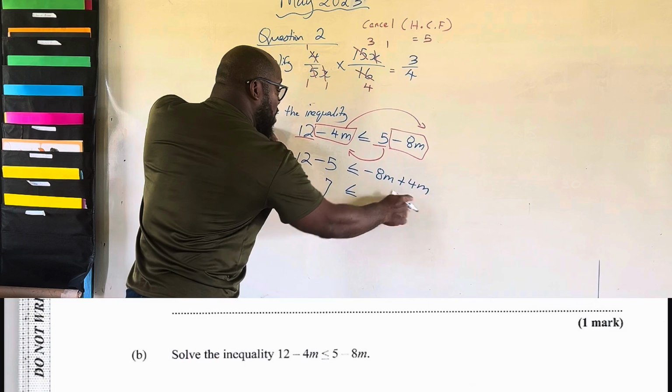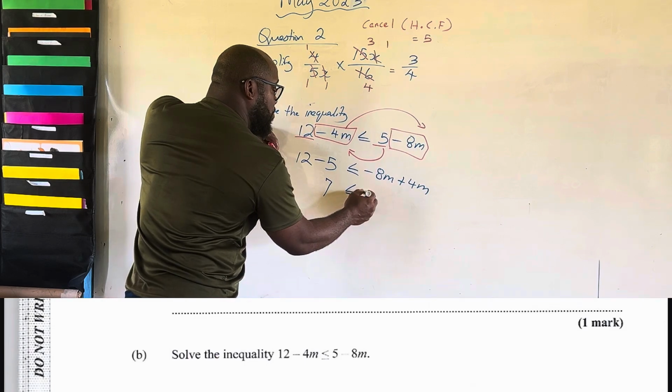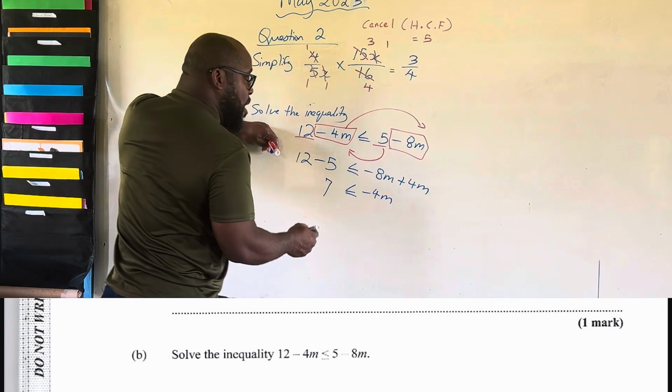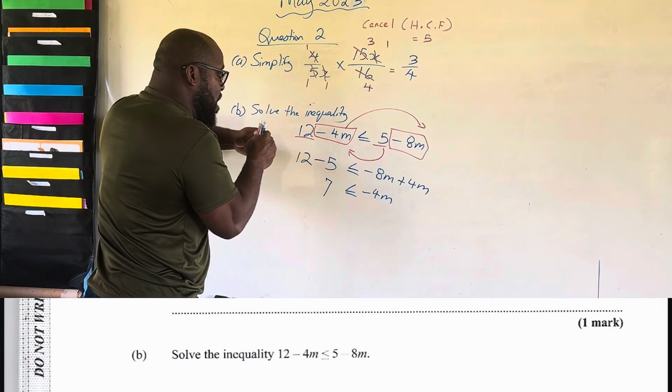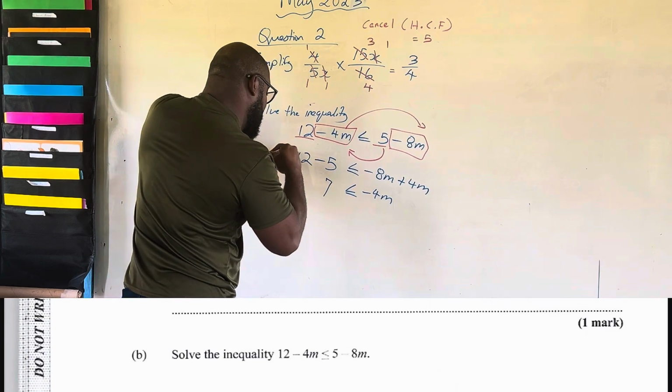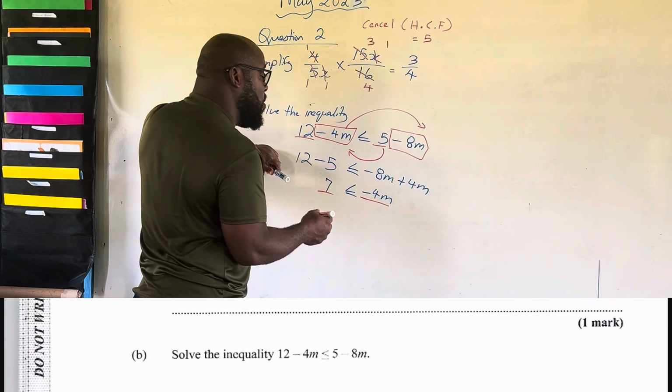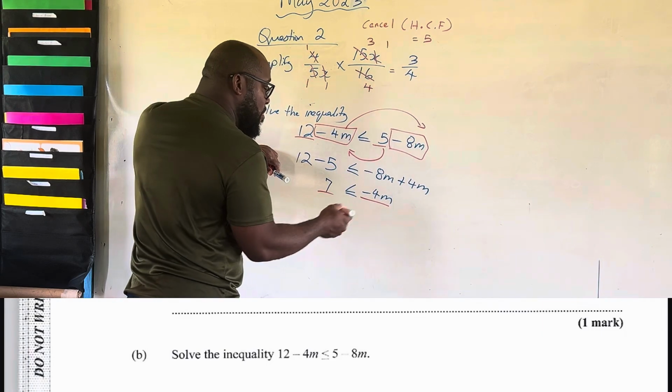Negative 8 plus 4 gives negative 4m. Then we're going to divide both sides by what, class? We divide both sides by what? You want m.